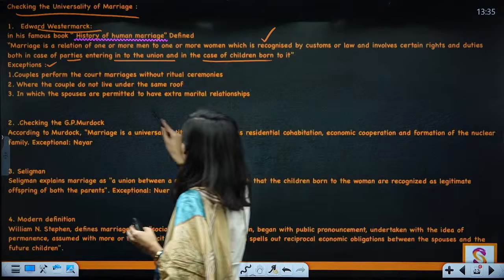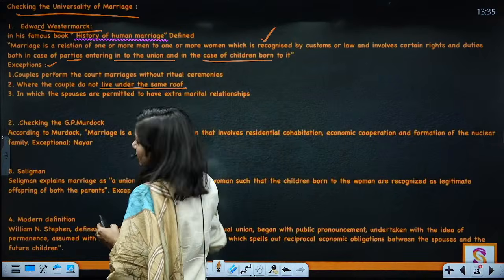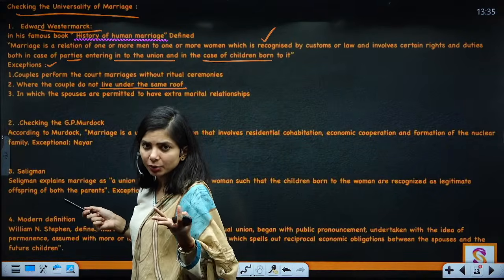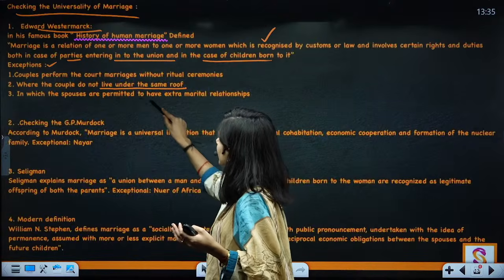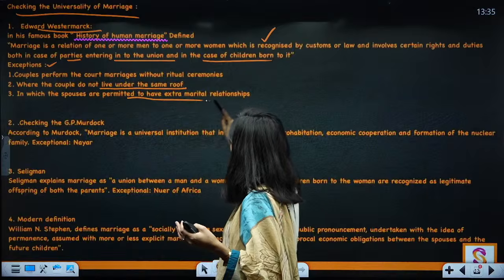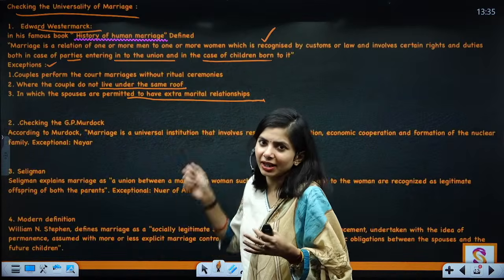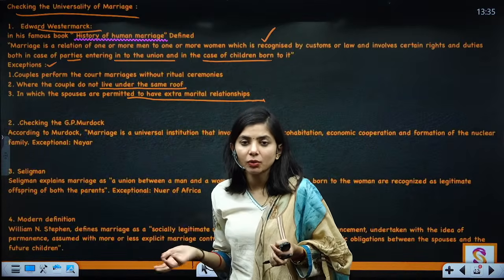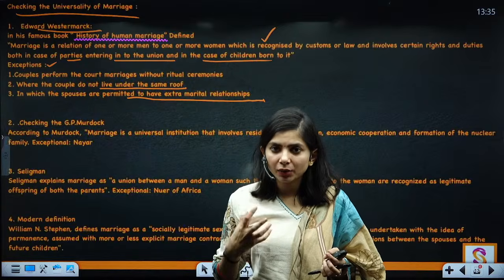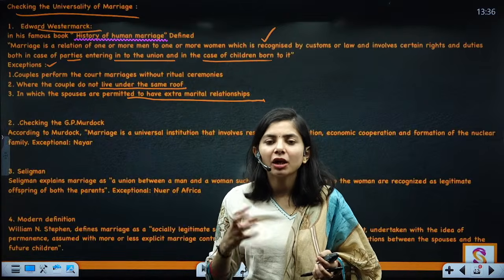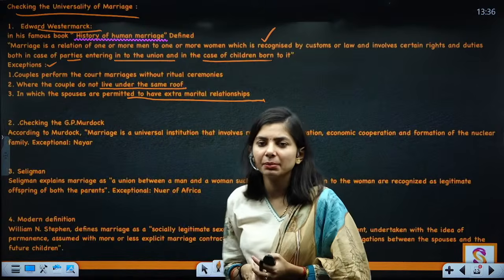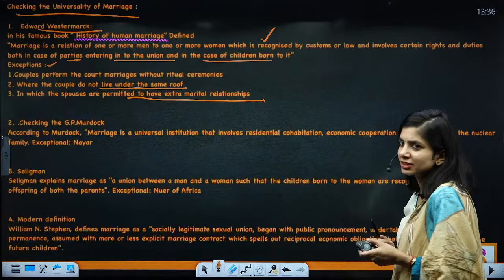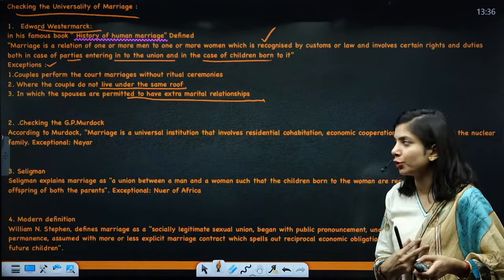Another thing: there is the living apart together arrangement, where the couple are not living together. Next, there are cases in which spouses are permitted to have extramarital relationships, as in some communities where they are allowed. Then how are we going to define marriage? How are we going to explain that this is marriage? So Edward Westermark's definition is not universal.